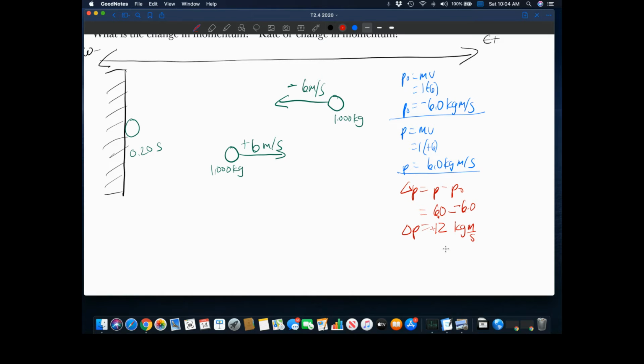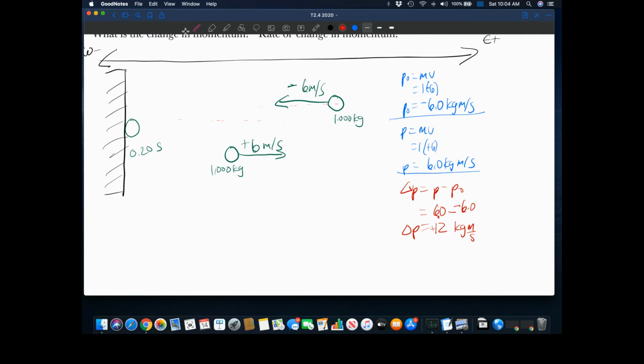And if we go back up to our drawing here, it makes sense. So let's see. For the momentum to change, it must first go to 0, and that's if it stopped. But then if it bounced off and moved toward the right, toward the positive direction, it needs to change yet again another 6 for a total of 12.